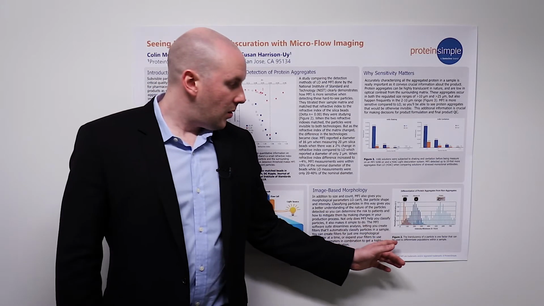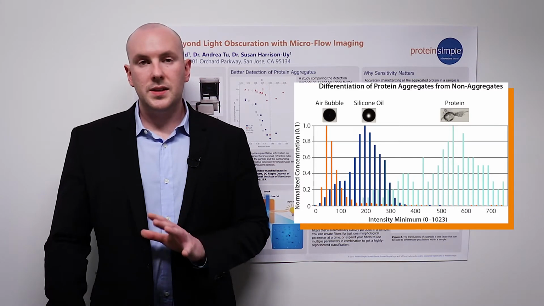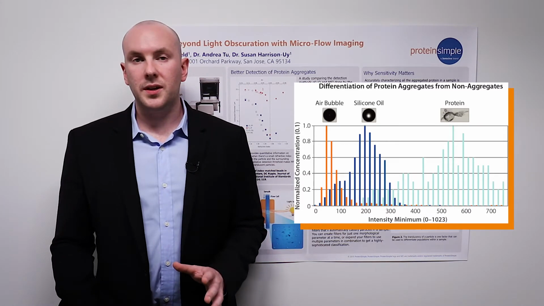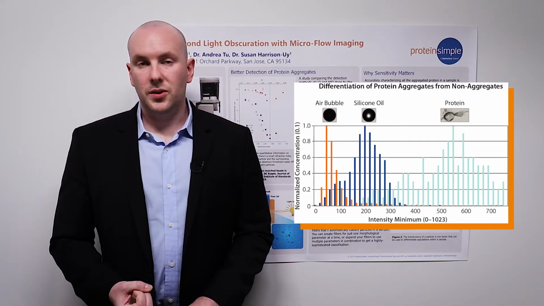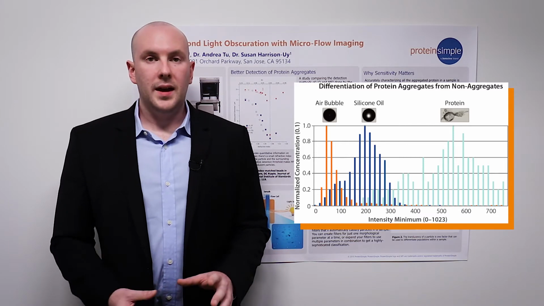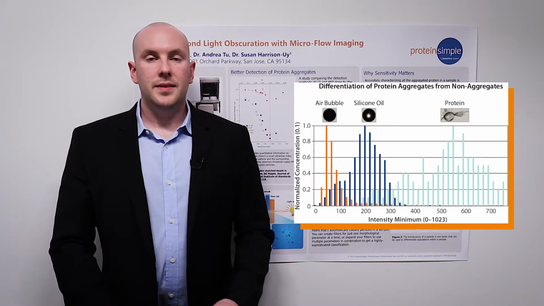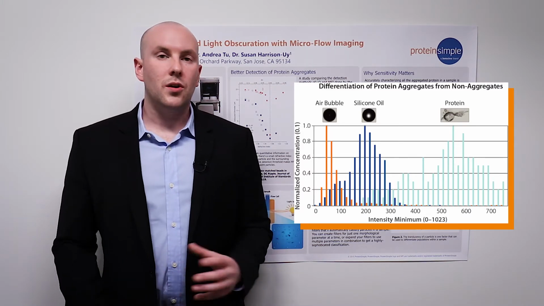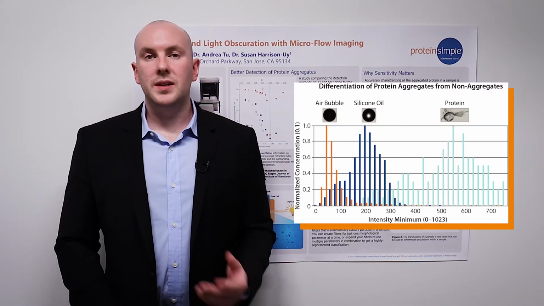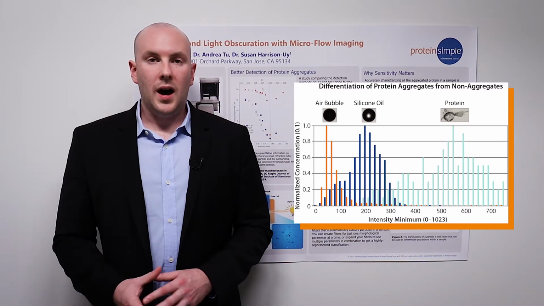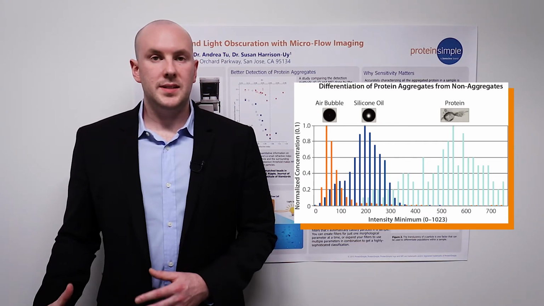In this chart, we have an example of how one morphological parameter can be used to see differences between three different particle populations. So the three different particle types are protein aggregates, silicon oil drops, and air bubbles. And the morphological parameter that we're leveraging is the intensity minimum. And this is a measurement of how translucent or opaque that particle is. And you can see on the far right of the chart, the protein aggregate, which is highly translucent, it has a lot of light that transmits through it. This scores very highly in terms of intensity minimum.